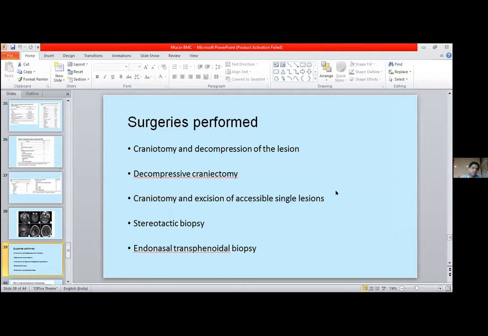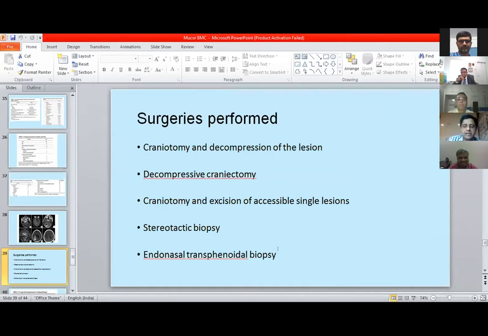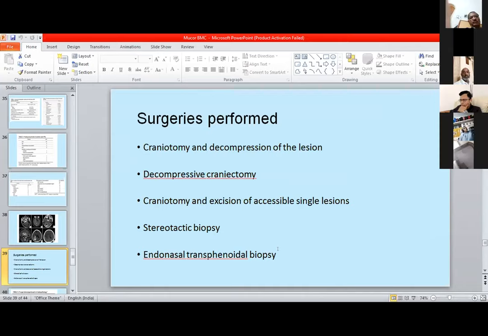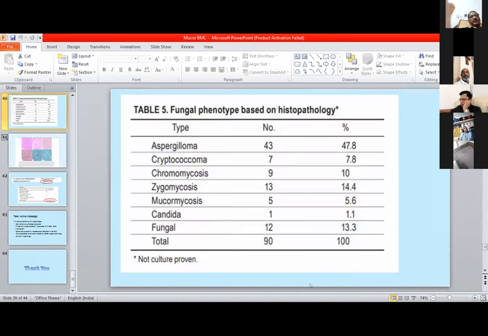If single lesions are present, we can excise the lesion either by craniotomy, or for deep-seated lesions like in the basal ganglia, we can do a stereotactic biopsy. And if it is present predominantly in the sella and in the sphenoid sinus area, an endonasal endoscopic biopsy is done.